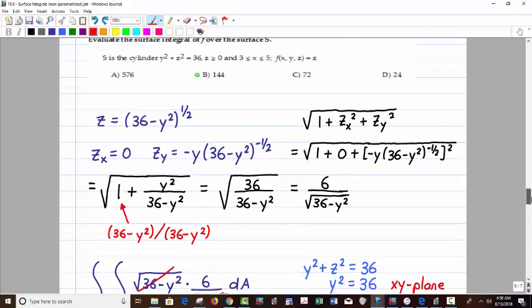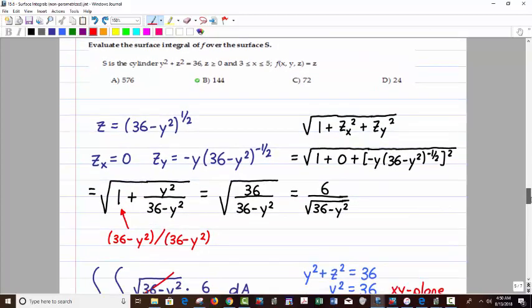Have another one here. Here's a cylinder. Y squared plus z squared equals 36, where z is greater than or equal to 0. X is between 3 and 5. And f of x y equals z. So once again, it's just the positive square root of 36 minus y squared.